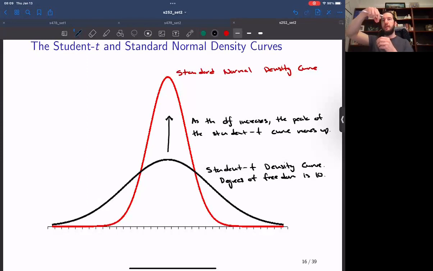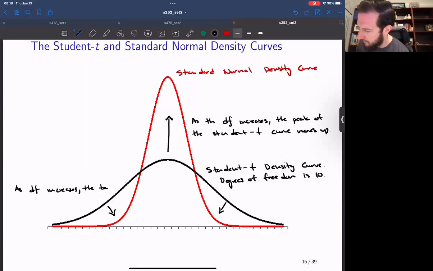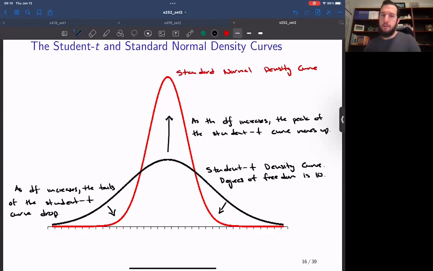Now, at the same time that that peak moves up, the tail values move in. Okay, so then we can say as degrees of freedom increases, the tails of the student t curve drop. So effectively, for a very large sample size, the student t curve and the standard normal curve are indistinguishable from one another. So the student t curve actually forms a very nice approximation to the standard normal curve when our sample size is very large.